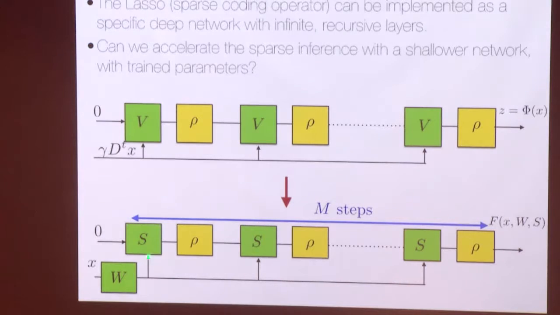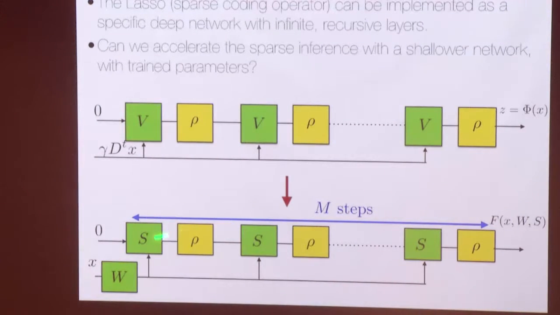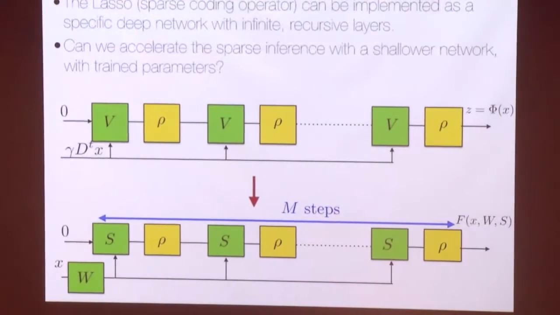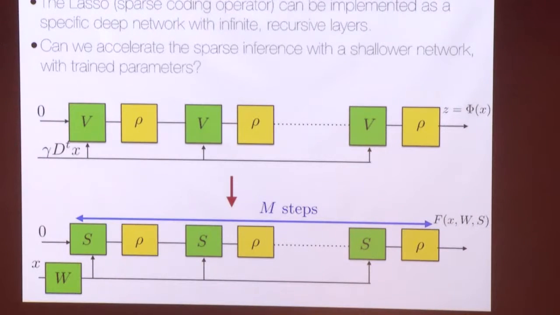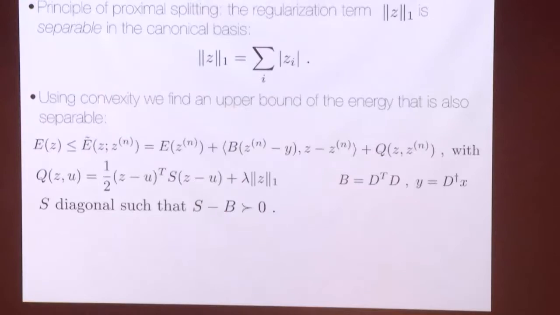So now we can train these layers. We can adapt the linear operators here so that the corresponding finite iteration model is optimizing the task that we care about. And how do we optimize these parameters? By just gradient descent. Any questions? Is that clear? Okay.